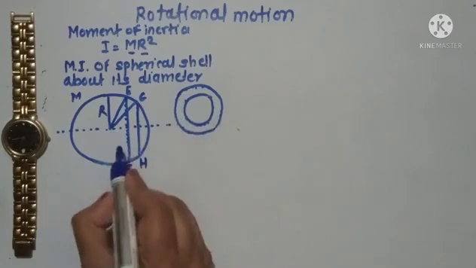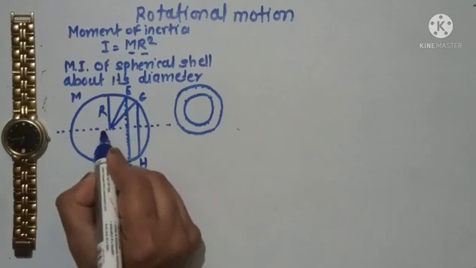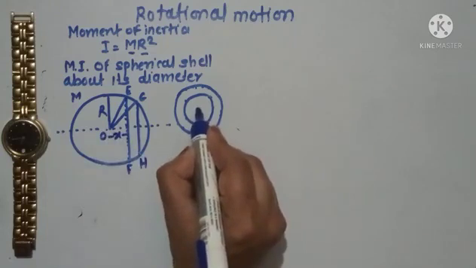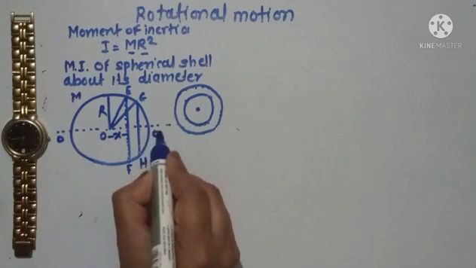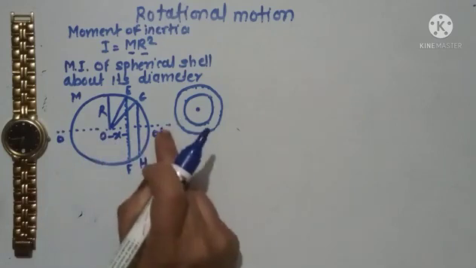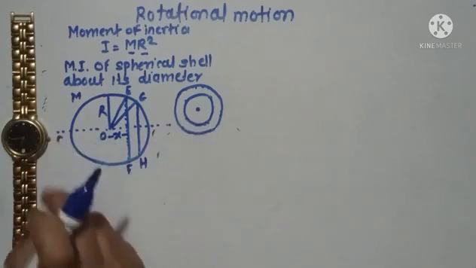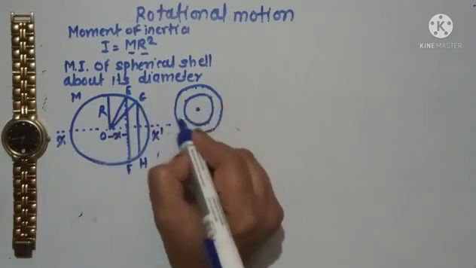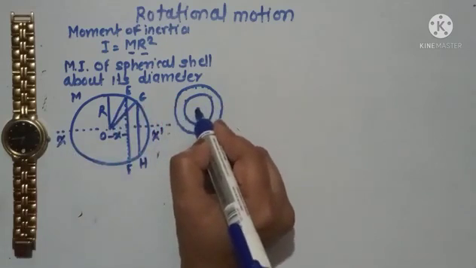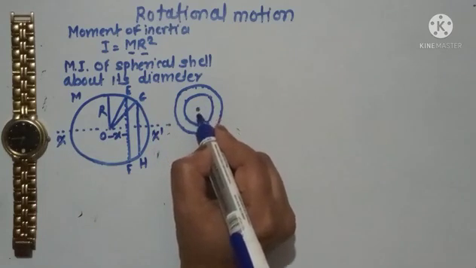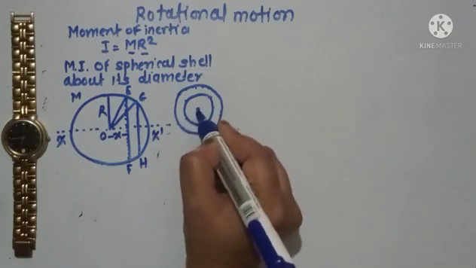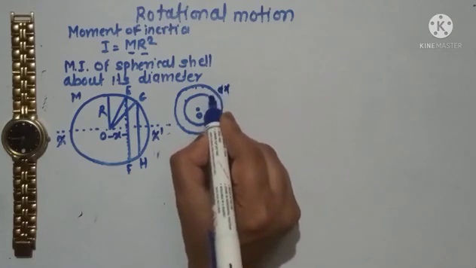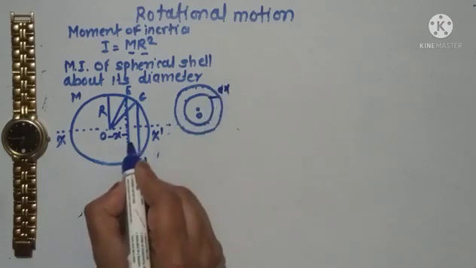So let the distance of this slice from the origin O be x. This is the axis of rotation now, O', or we have called the center as O. So let's call it X'. And if we are seeing this slice from the front side, the X' is passing through this point. So this is point O, and X' is passing through this point. Let dx be the width of the slice. So this distance is dx.